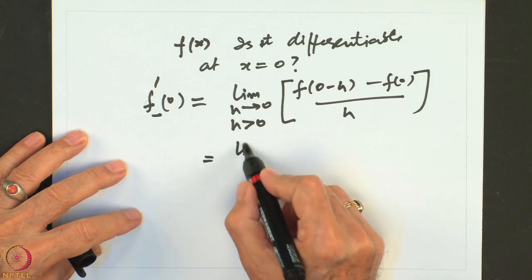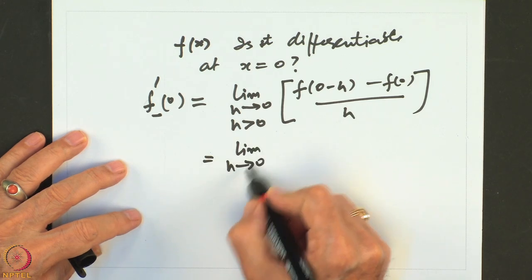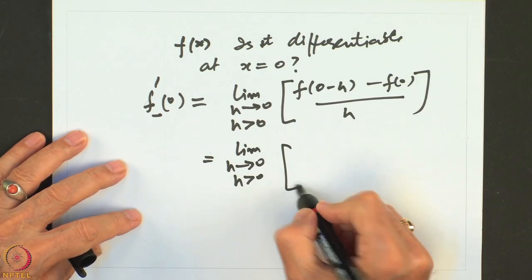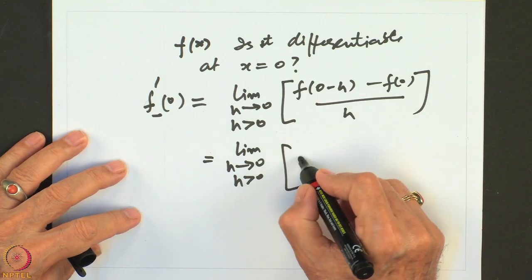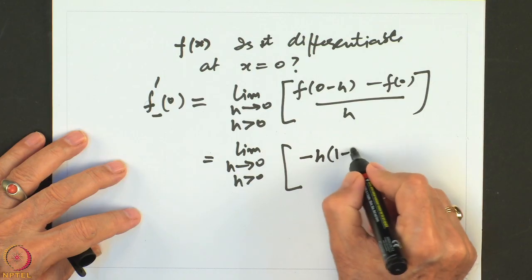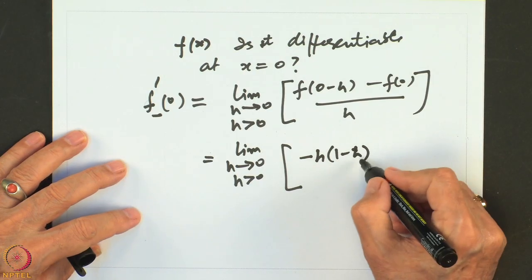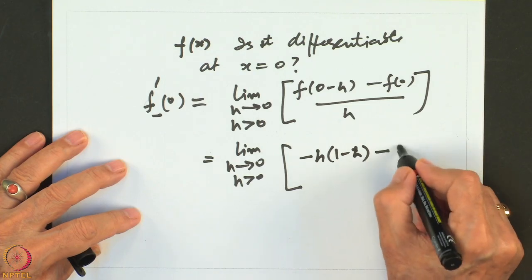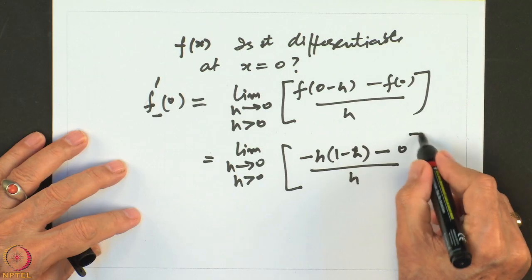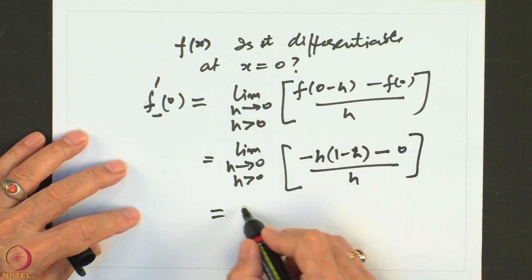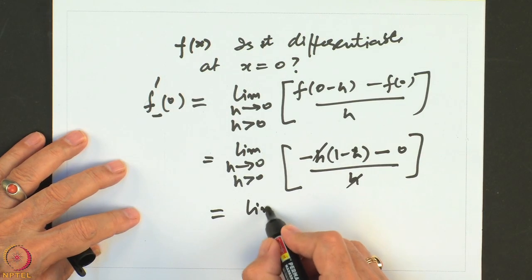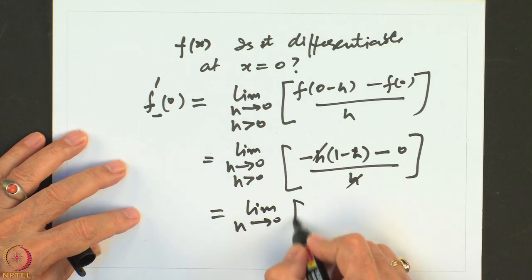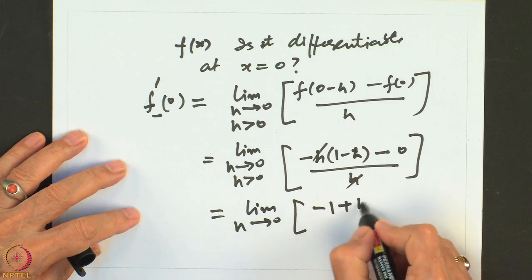So, let us compute this. This is the limit as h goes to 0, h bigger than 0. What is f of 0 minus h? 0 minus h will be a point in minus 1 to 0. So, it will be given by minus h into 1 minus h, that is the value of the function, minus f at 0 which is 0, divided by h. So, h cancels and this is equal to the limit as h goes to 0 of minus 1 plus h.